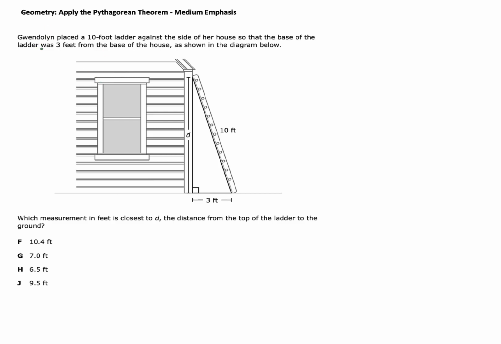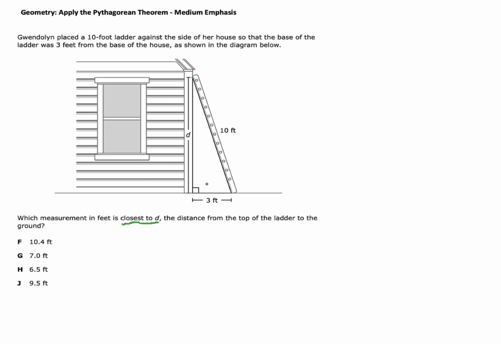So this says Gwendolyn placed a 10-foot ladder against the side of her house so that the base of the ladder was 3 feet from the base of the house, as shown in the diagram. So here we have the ladder, which is 10 feet, and notice it's 3 feet from the base of her house. And it says which measurement in feet is closest to D. So it says closest to D. The distance from the top of the ladder to the ground, which is from the top to the ground.